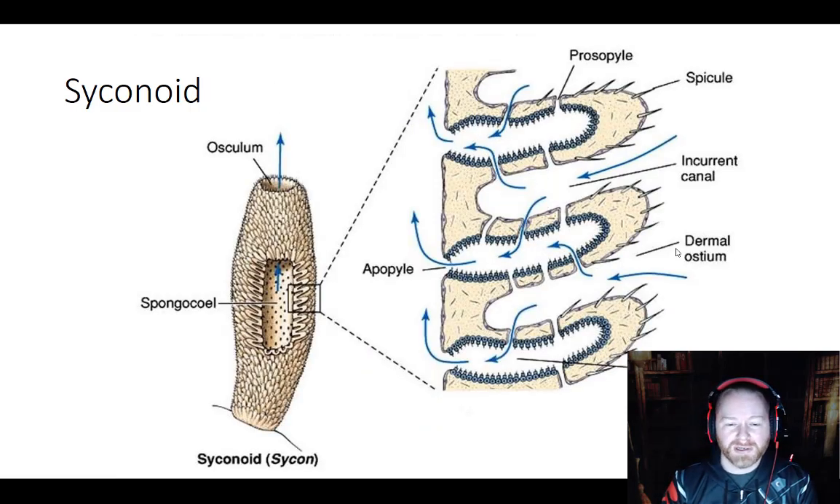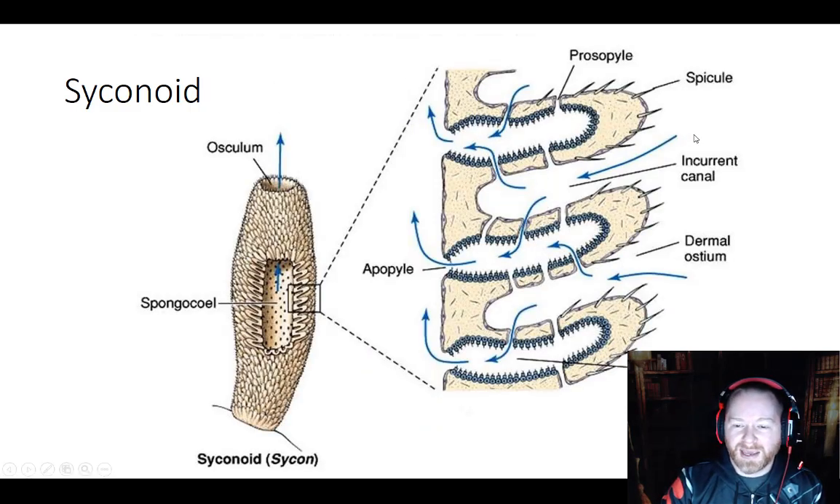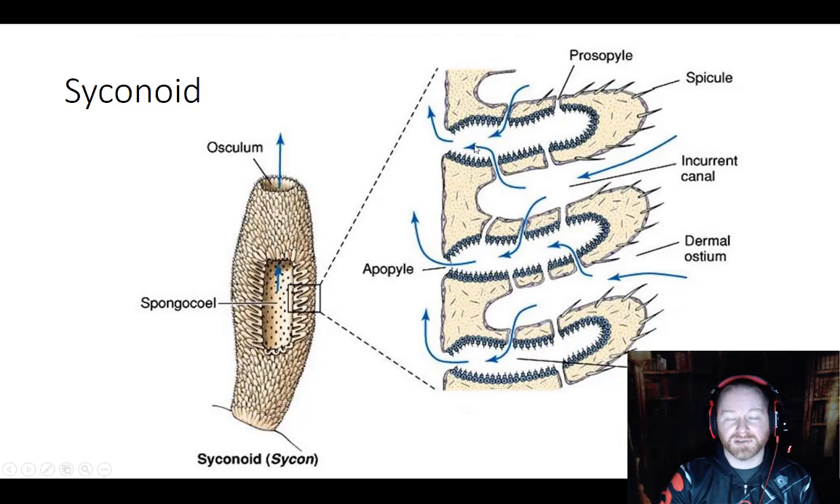We also have syconoid. Syconoid, they have these channels that lead towards the spongocoel in the center. And in these channels, we have all of the collar cells, right? So the water flows in to the osculum and into the little channel, and the food particles and nutrients will be filtered out by the choanocytes in these little channels, and that is a syconoid.